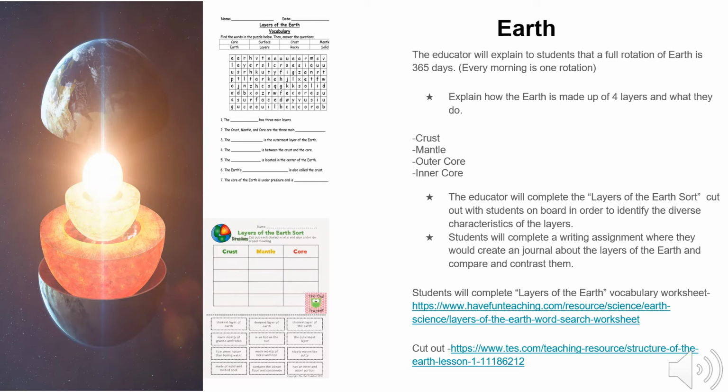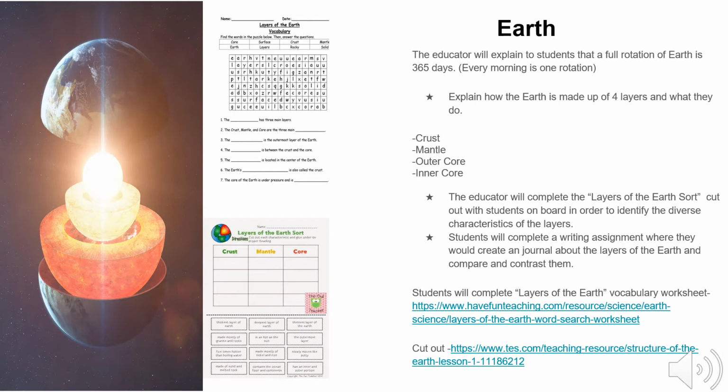The educator will complete the layers of the earth sort cutouts. The cutout, since it will be done virtually, can be displayed. The teacher can do it on a whiteboard or can actually zoom into the picture and cut it out for students to be able to match what the crust, the mantle, and the core all do. And through this, students will be able to identify the diverse characteristics of each layer.